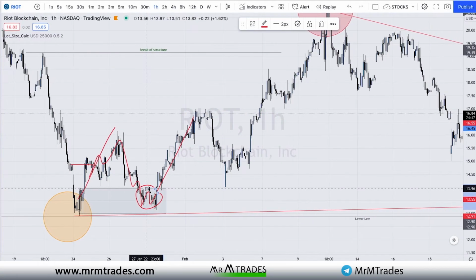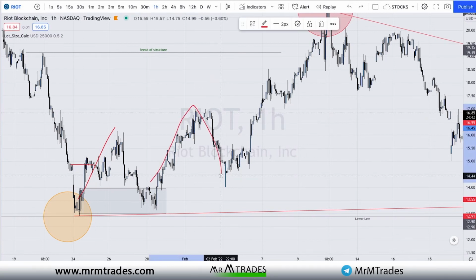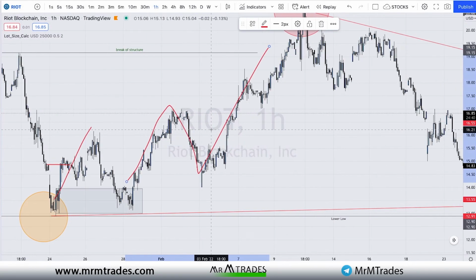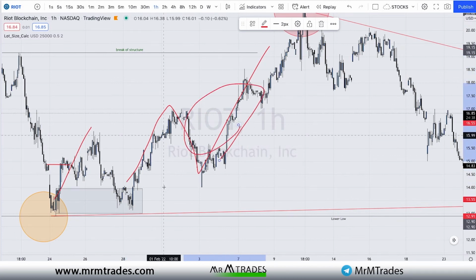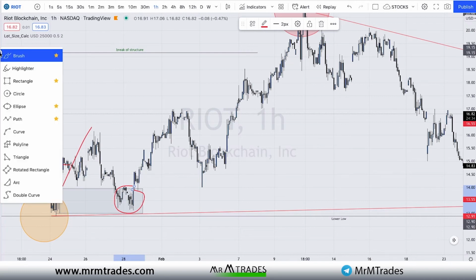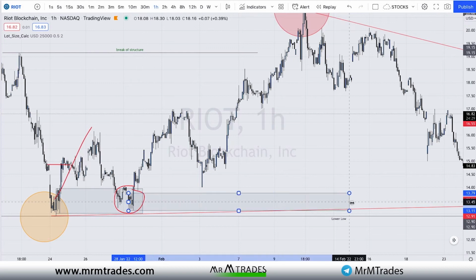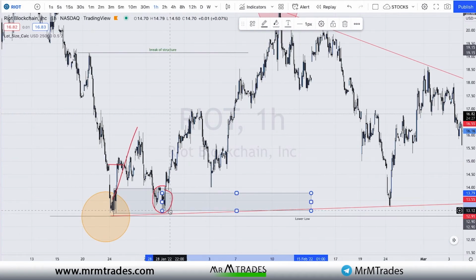Now let's look at this move. Impulse, pullback, impulse, pullback, and so on. Where did this move come from? Again, last down move before the up move. So this would be that candle plus the wick here, and here's our range.